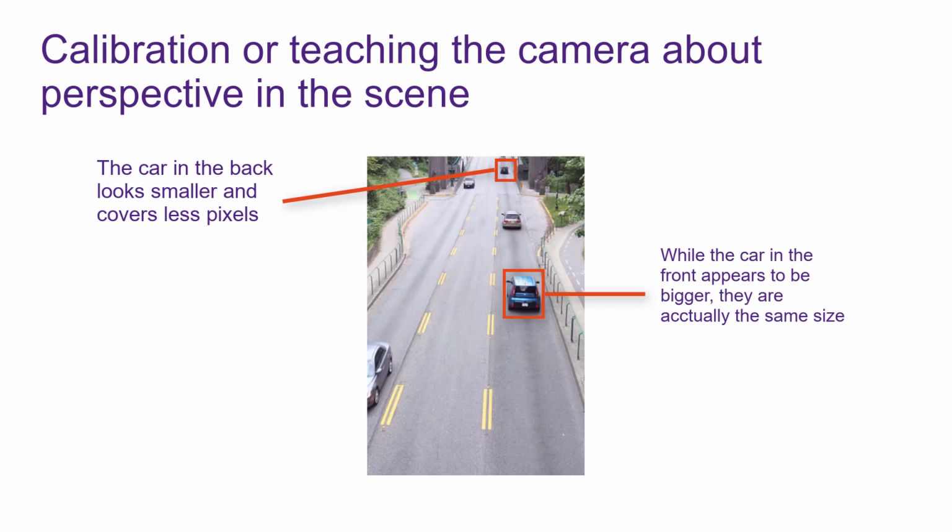Calibrating the camera means teaching the camera about the perspective in the scene. Due to perspective, in the rear of the video images, the objects appear smaller because they cover fewer pixels in the image. As we can see in this example, the car in the back looks smaller than the car in the front, even though they are actually the same size.